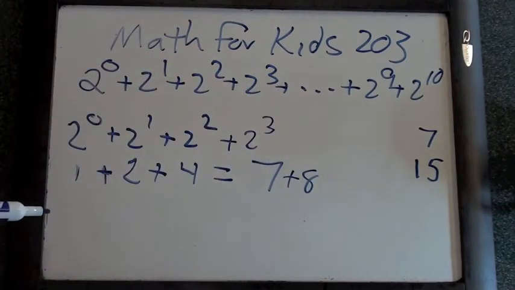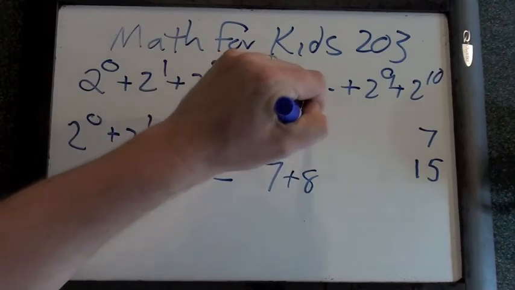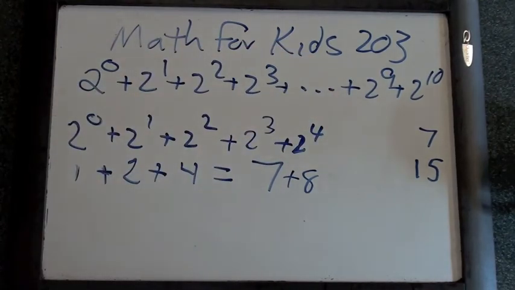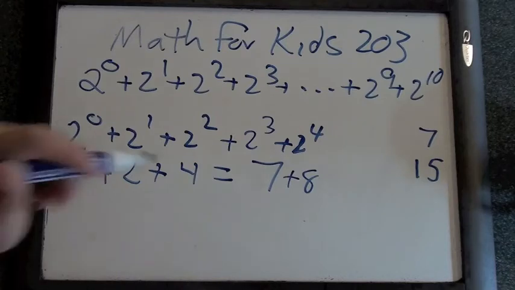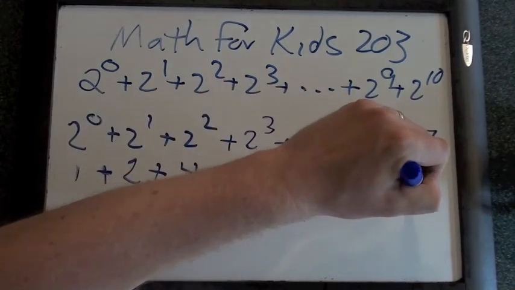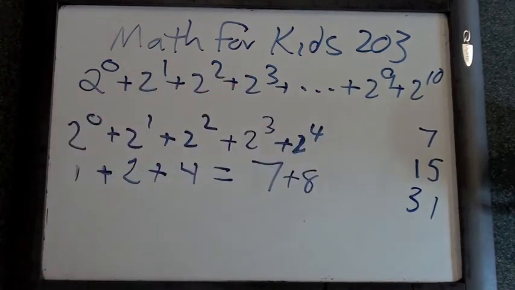Okay, what do you think I should look at next? 2 to the 0 plus 2 to the 1 plus 2 squared plus 2 cubed plus 2 to the 4th. Okay. What am I adding on when I add on 2 to the 4th? 2 to the 4th is 16. I'm adding 16, so it's 15 plus 16. 15 plus 16 is 31. 31, okay. Do you see any pattern yet? 7, 15, 31?